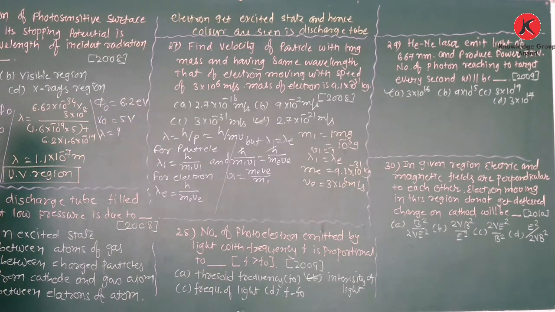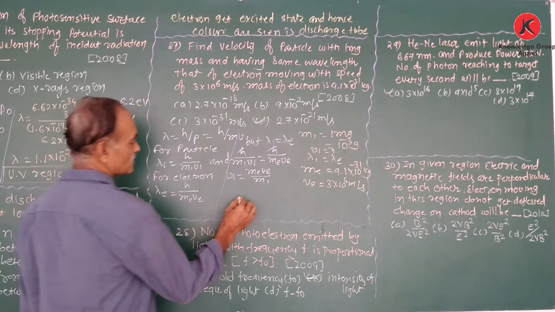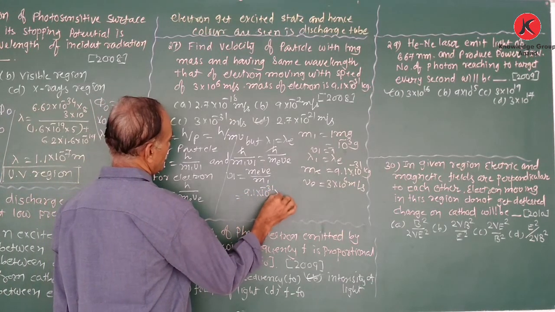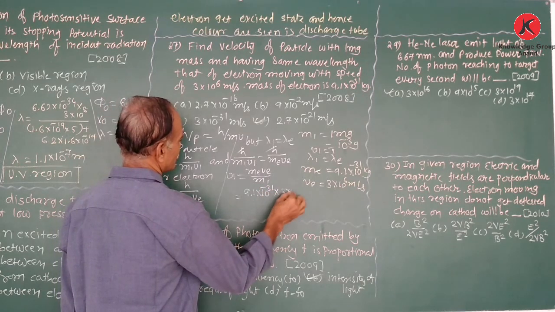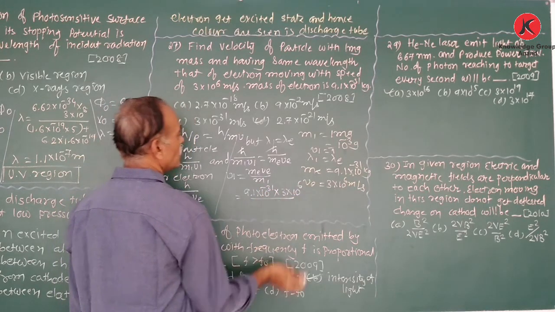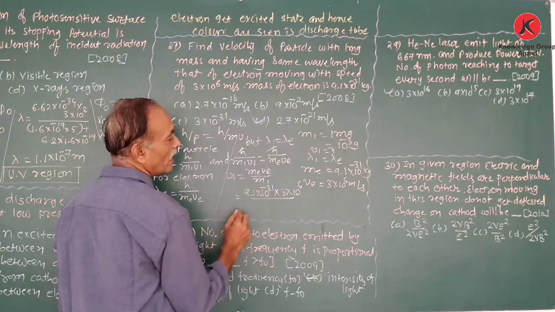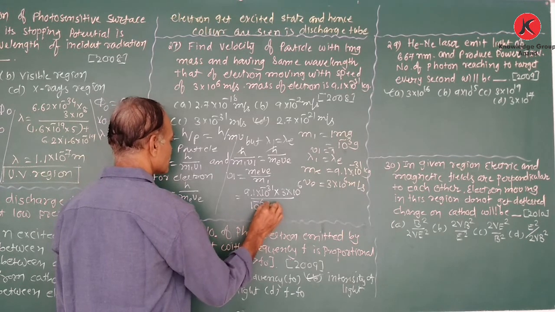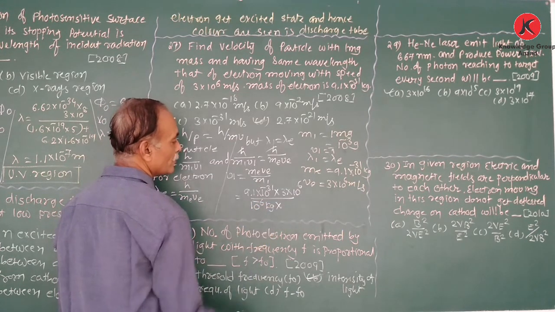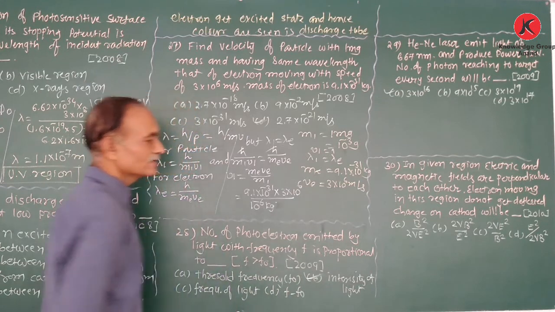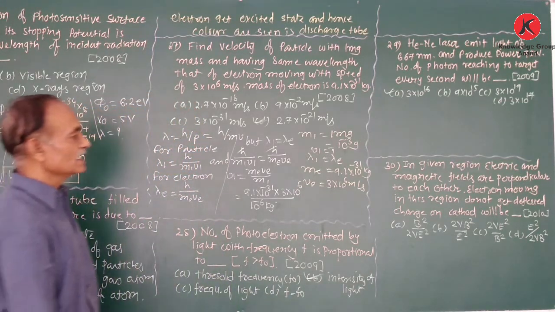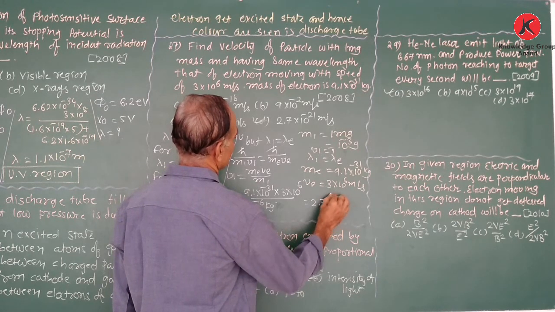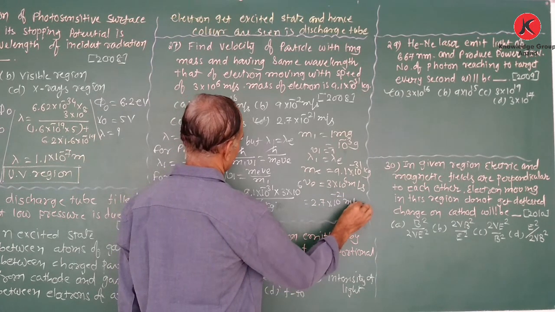v1 is equal to Me v upon m1. If we substitute the values, mass of the electron 9.1 × 10^-31, velocity of the electron 3 × 10^6. Now, mass of the particle is 1 mg, that is 10^-3 gram, therefore 10^-6 kg. Therefore, we obtain the answer: 2.7 × 10^-21 meter per second.